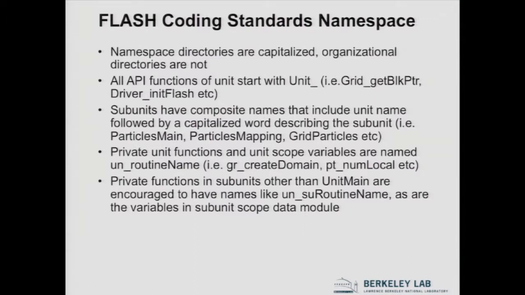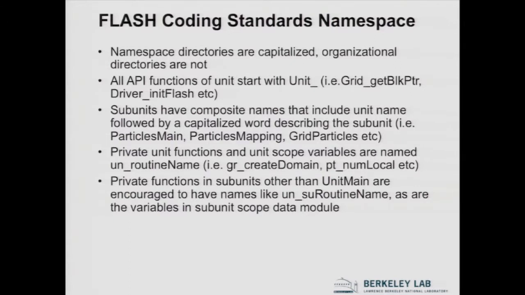All of the API functions of a unit start with the capitalized unit name, underscore, followed by the function of what that does. Subunits have composite names that include the unit name followed by a capitalized word describing the subunit, for example, Grid Particles, Particles Mapping, Particles Main, and so on. Notice that even though they will implement some section of the API itself, they will still continue to have this kind of name. It's only the subunit directory which has this kind of composite name.